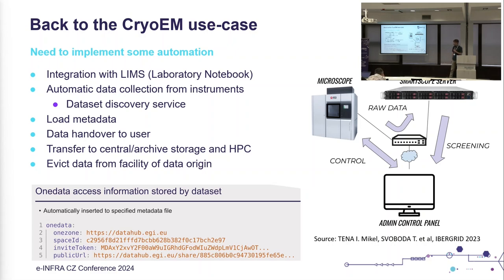We generate some credentials for data handover to users. It was tokens or some public URLs with a long hash at the end, and we transfer the data to archive storages and HPC processing. And there is also one important thing: eviction of data from the facility of origin when data are stored in central storage, because there is usually only limited capacity in the facility, in the lab.